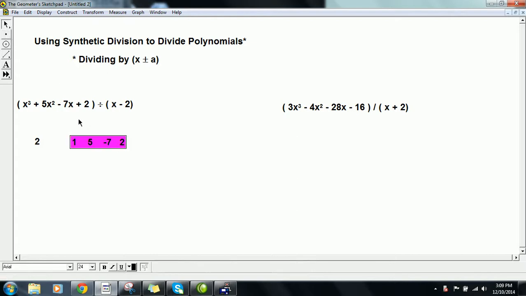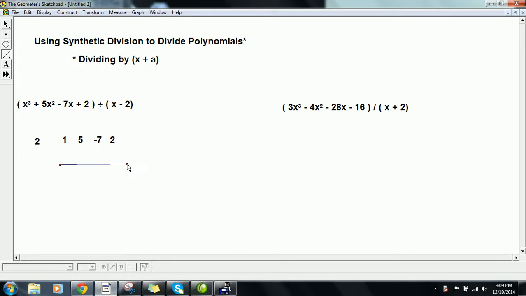Sometimes if you don't have an x term, you'll have to keep that place with a 0 for that particular degree term, but this is not the case. We have a cubic, a quadratic, a linear, and a constant. So I'm taking just the coefficients, 1, 5, negative 7, 2. And now I'm going to draw a line down here.